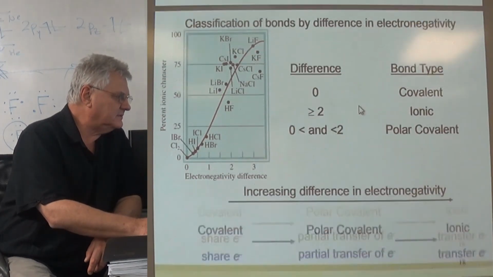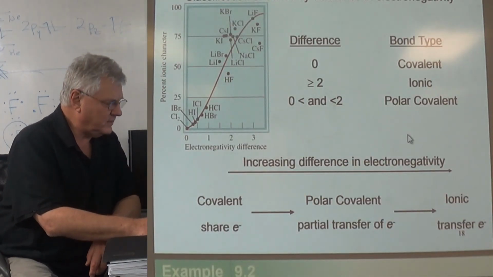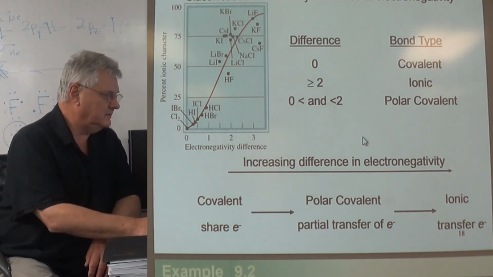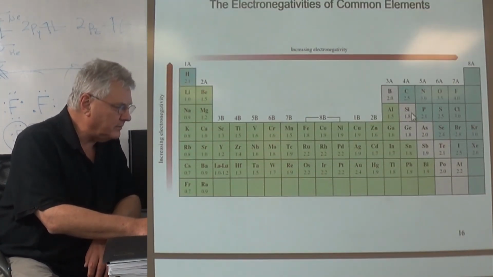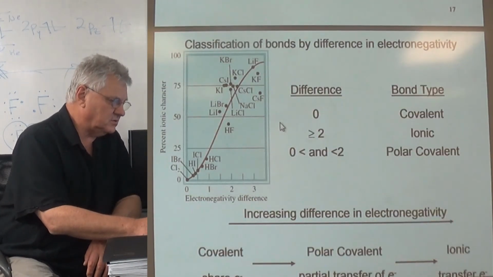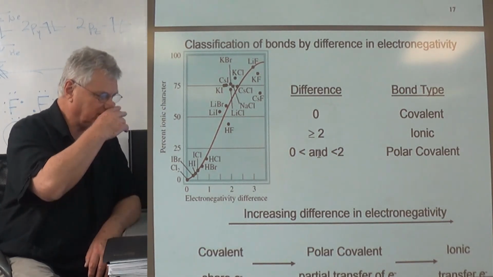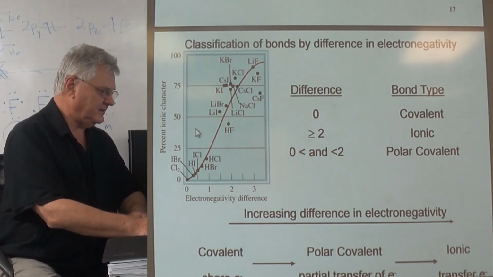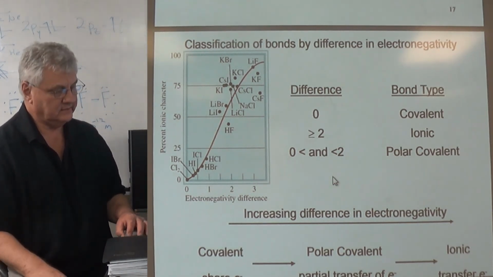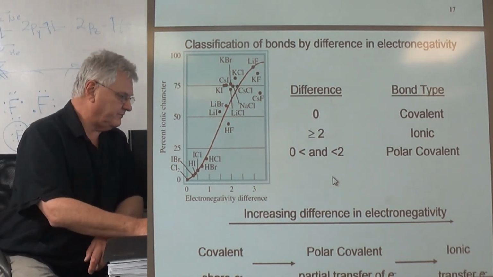Now, if the difference in electronegativity is between 0 and 2, then it's a polar covalent. Something like carbon bonded to oxygen, 3.5 minus 2.5 is 1, and it's going to be up in this range. It's a polar covalent. And then if it's greater than or equal to 2, well, you've got an ionic bond. One element is literally taking the electron completely away from the other.